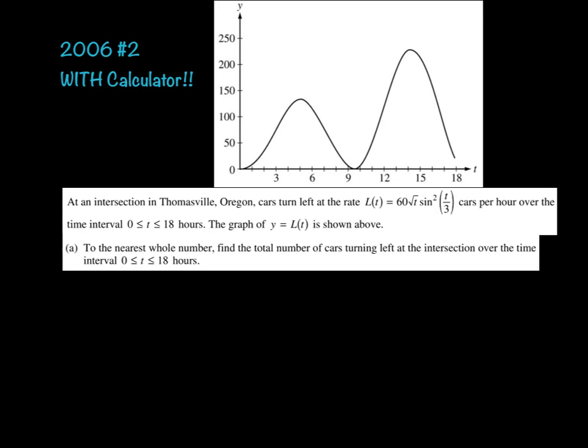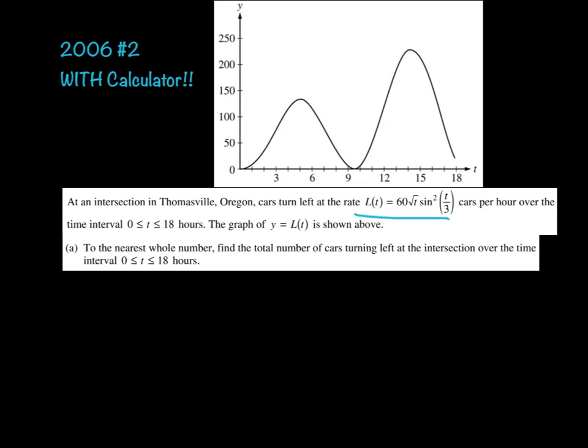It says at an intersection in Thomasville, Oregon, cars turn left at a rate of L of t equals 60 square root t sine squared of t over 3 cars per hour over the time interval 0 to 18 hours. The graph of L of t is shown above. So this one is kind of a combo, they're giving you the graph and also the equation. It's a combo between what we did last time and this video here.